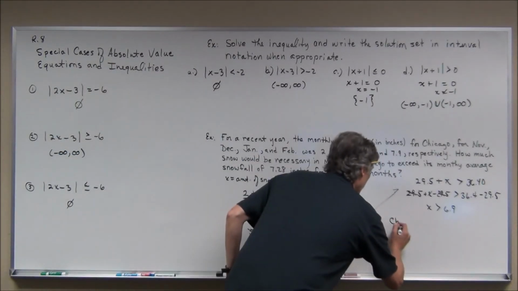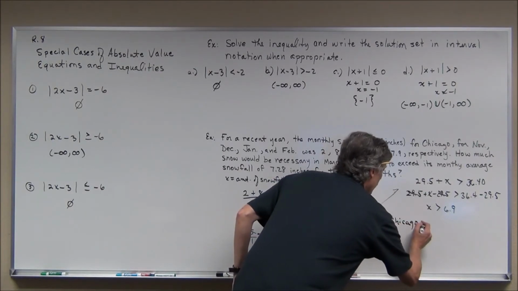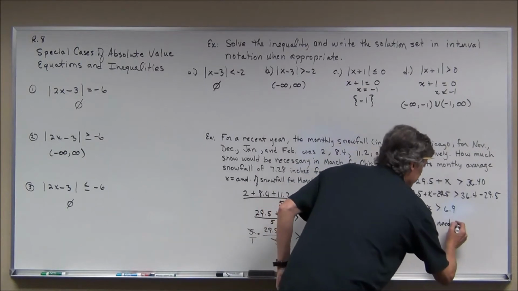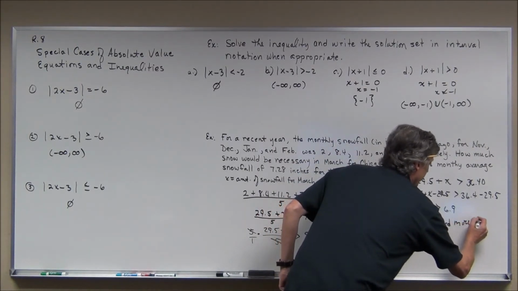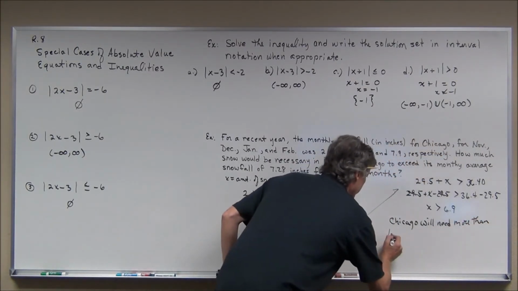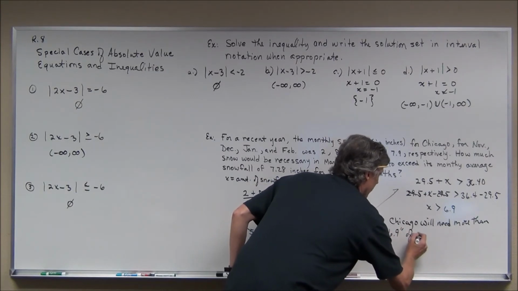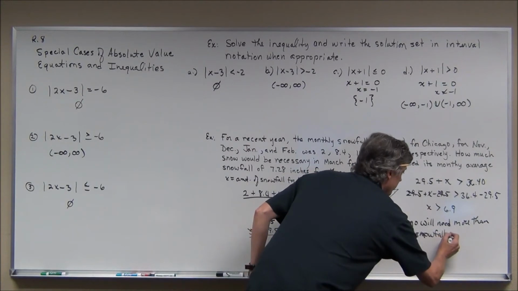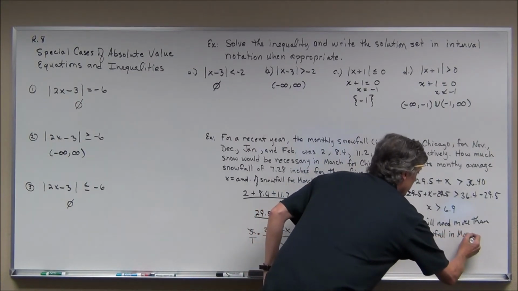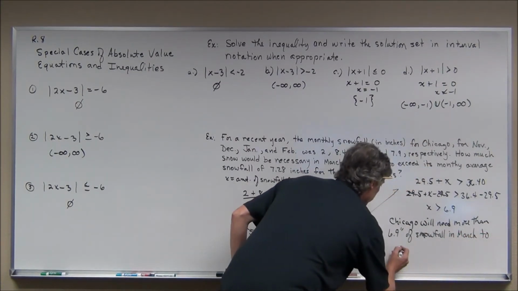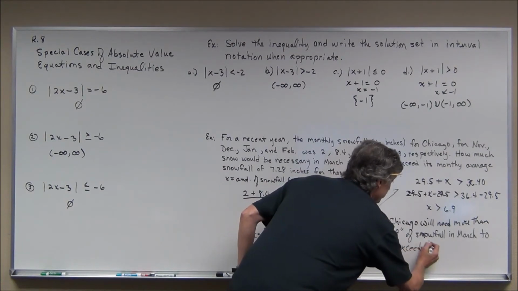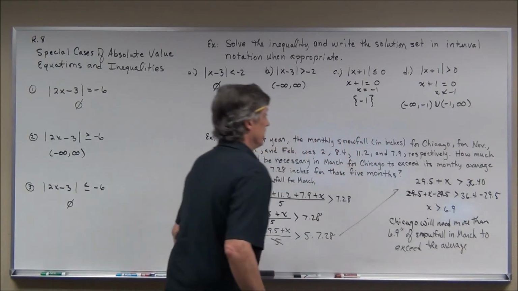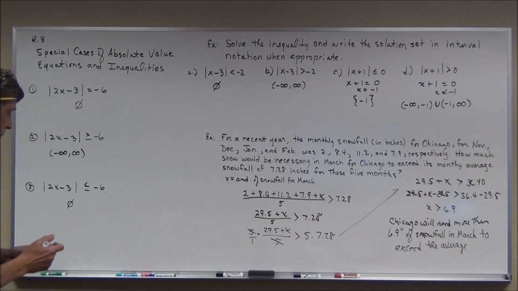So Chicago will need more than 6.9 inches of snowfall in March to exceed its average. And that's a pretty straightforward type of problem.